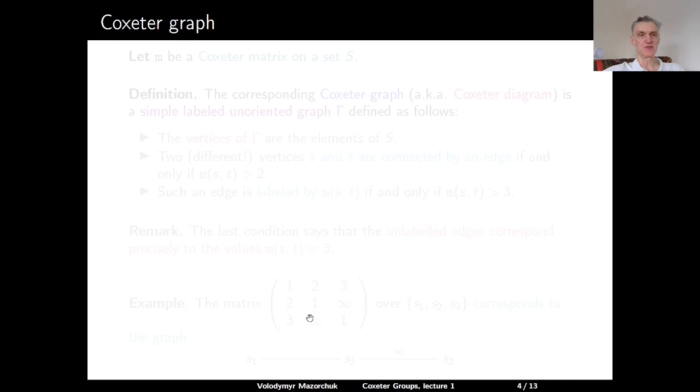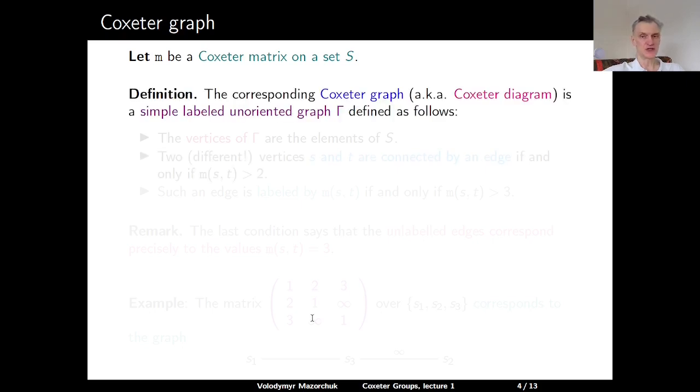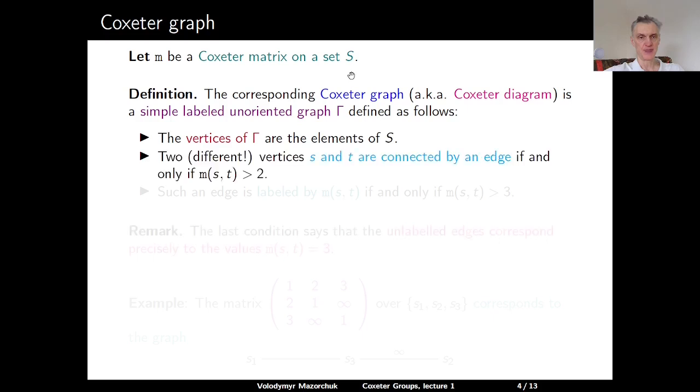Each Coxeter matrix can be represented by a Coxeter graph. So let M be a Coxeter matrix on a set S. The corresponding Coxeter graph, or also called Coxeter diagram, is defined as a simple labeled unoriented graph gamma, whose set of vertices is just S, our original set on which our Coxeter matrix is defined, and in which two different vertices s and t are connected by an edge if and only if the value of the function M at the pair s, t is greater than 2.